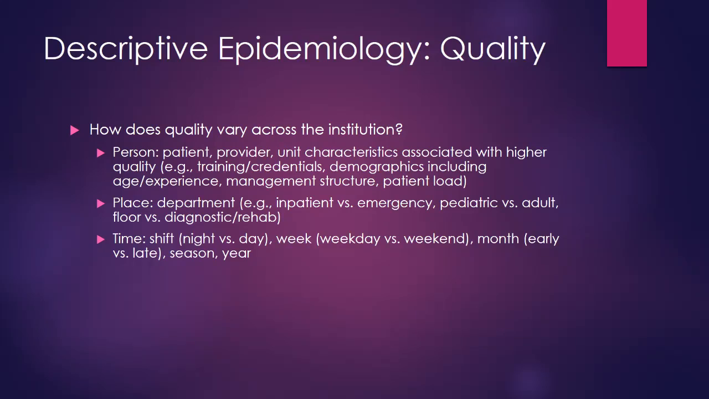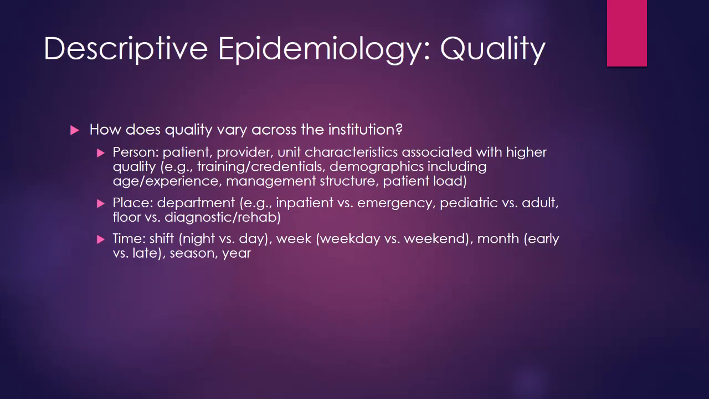For place, we could think about departments being the place within a healthcare system or hospital. So this might be things like looking at quality measures for inpatient versus emergency departments, looking at pediatric versus adult care, and then looking at care on the floors versus those in diagnostic settings or rehabs, lab, that kind of thing.